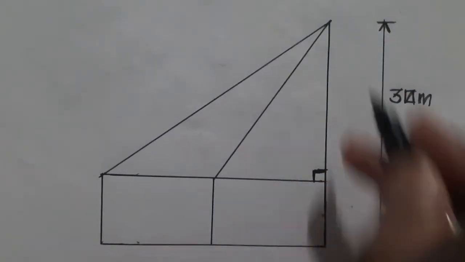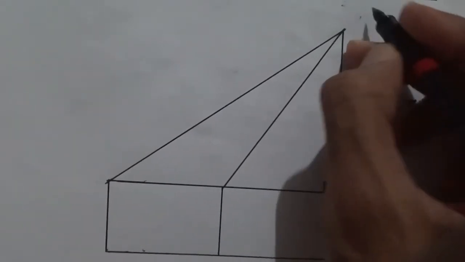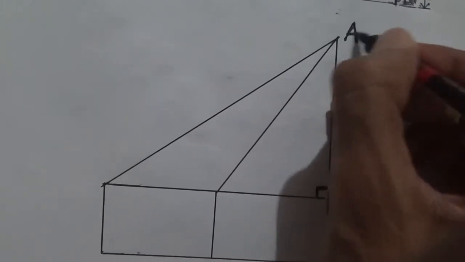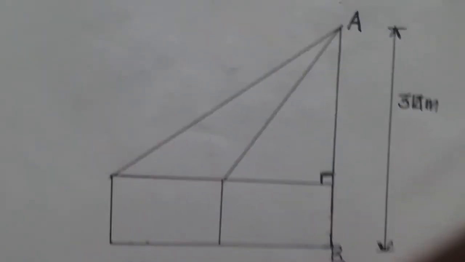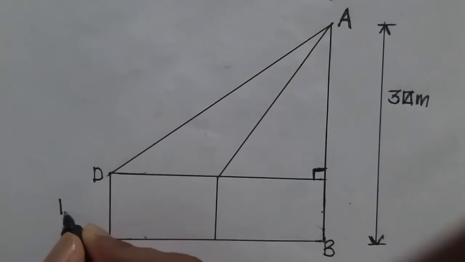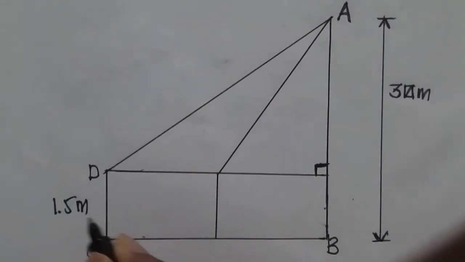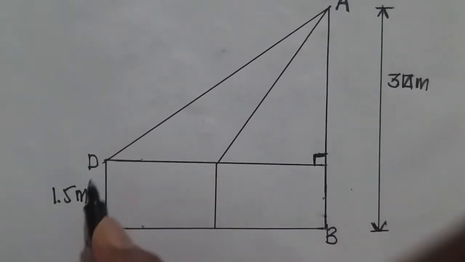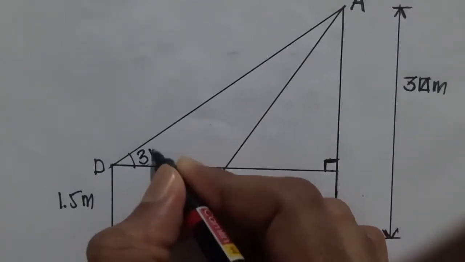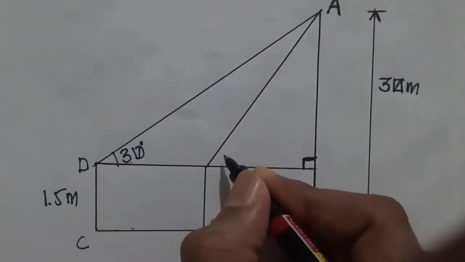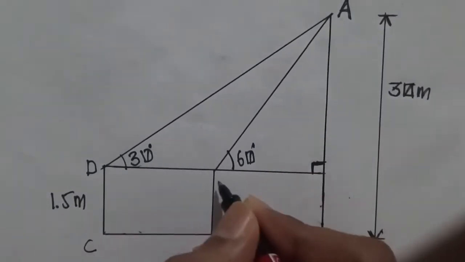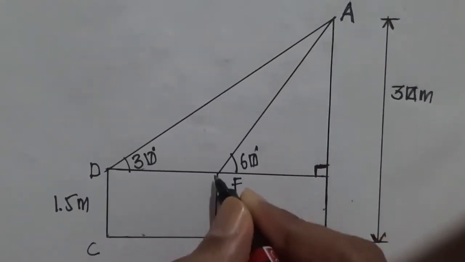See here, this is the height of the building. Here I'll write A and B. AB is the height of the building and CD is the boy's height, 1.5 meters. Here the angle of elevation starts at 30 degrees. When he moves towards the temple, it increases to 60 degrees. Here I'll write F.